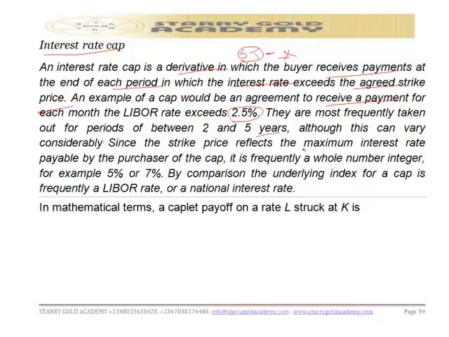The strike price reflects the maximum interest rate payable by the purchaser of the cap. It is frequently a whole number integer, for example, it could be 5% or 7%. By comparison, the underlying index for a cap is frequently LIBOR or a notional interest rate. Now, what we are seeing in excess is this.